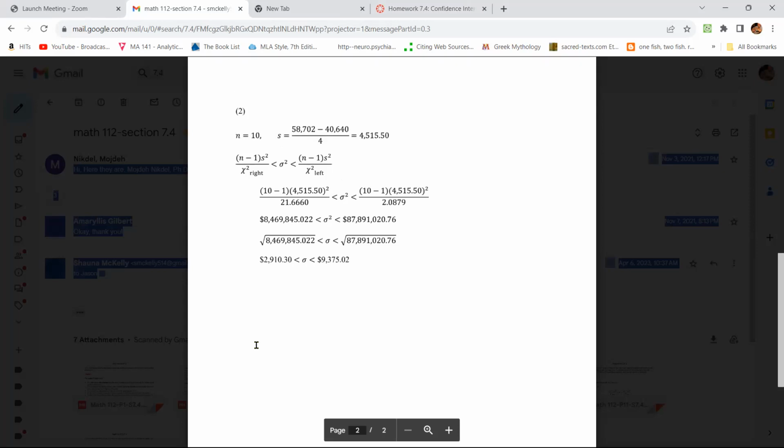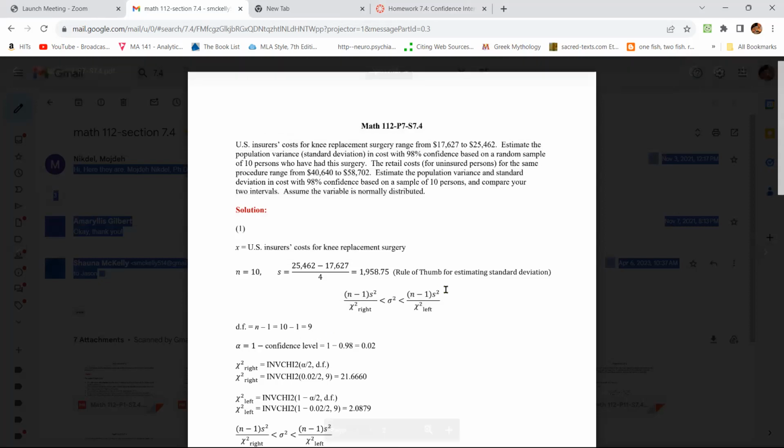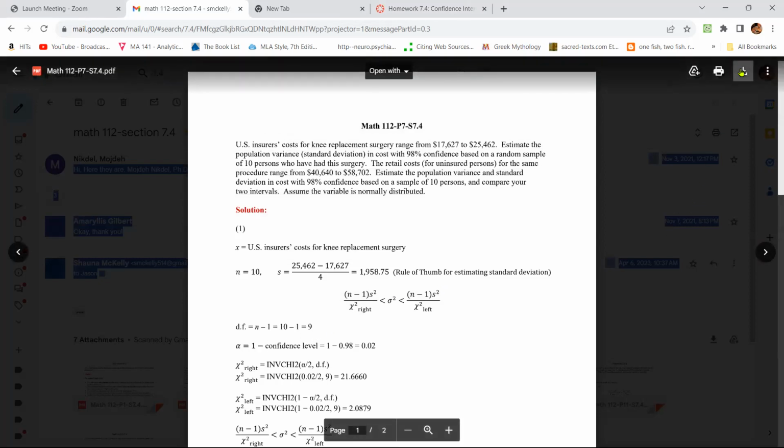Does that help, Jay? Yes, it does. I couldn't figure out how to find the s, but now I do. Yeah, that's kind of the trick there, to use that range rule of thumb.